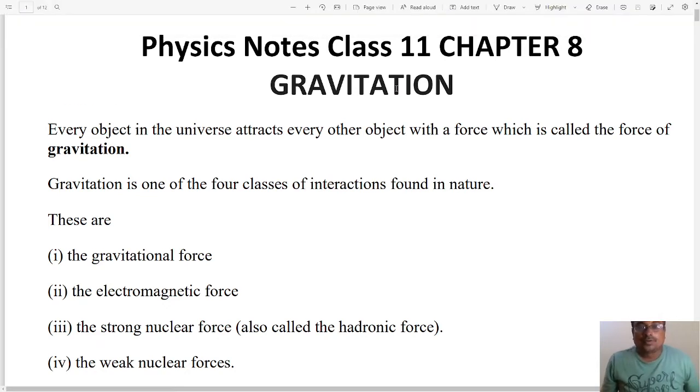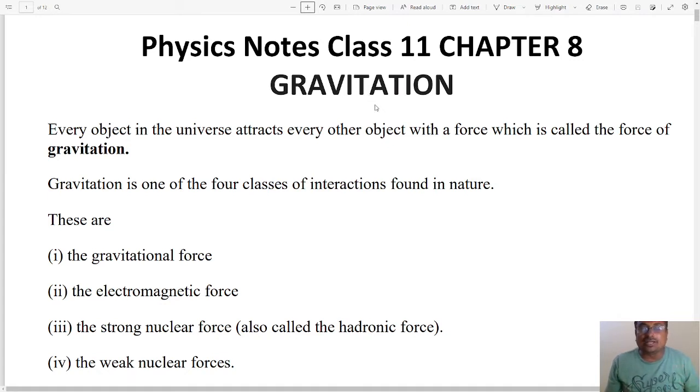Dear friends, in today's class we are going to learn about the topic gravitation. So, gravity. Which scientist found out gravity? That scientist's name is Isaac Newton. Another topic related to that is gravitation. Gravitation is nothing but a force of attraction between two objects.